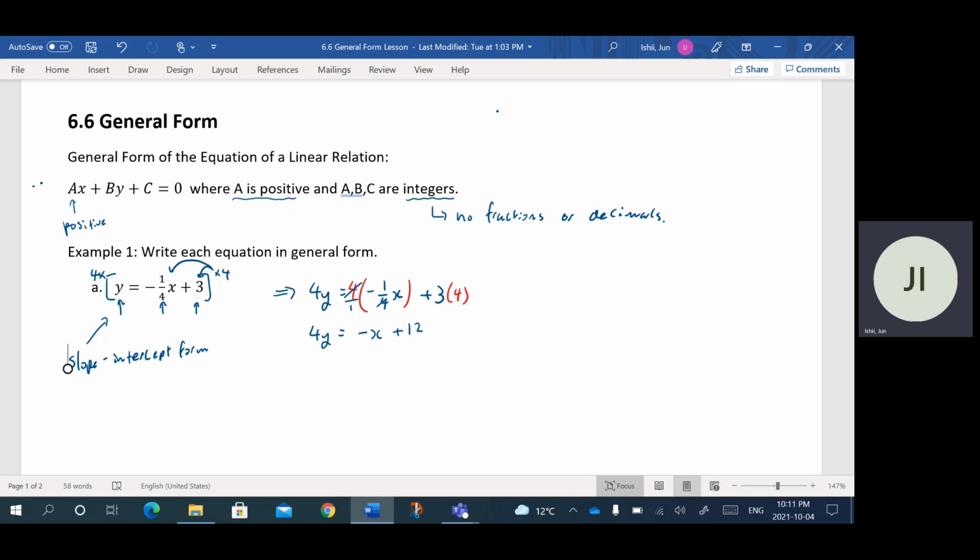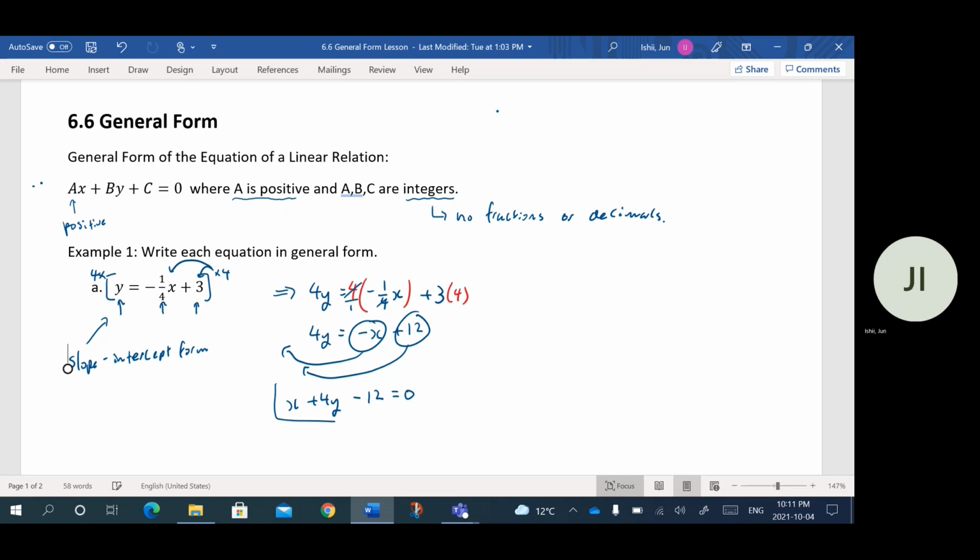Now to get it in general form, I want to move everything to one side. The negative x and the plus 12 I'm going to move to the left side. When you switch sides, you switch signs. So the negative x becomes positive x. Then I write the plus 4y and then minus 12, since the plus 12 becomes negative 12, and this equals 0. Now the equation is in general form.